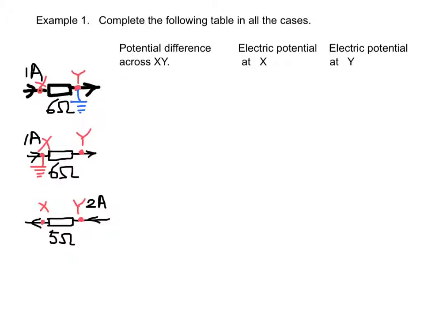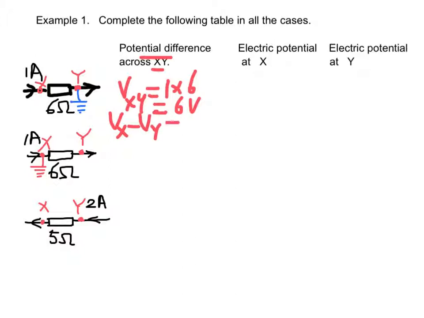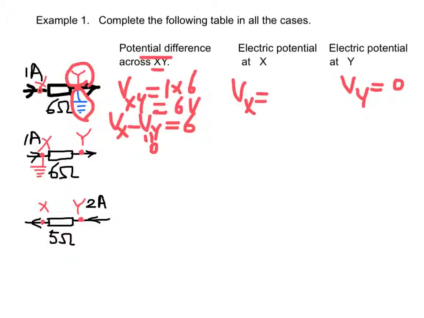Example 1. First case, potential difference across XY, Vxy equal to IR, which is 1 times 6 equal to 6 volt. That means potential X minus potential Y equal to 6 volts. Since Y is earthed, therefore we have Vy equal to 0. Hence, Vx equal to 6 volts.